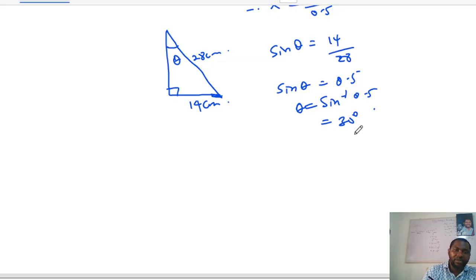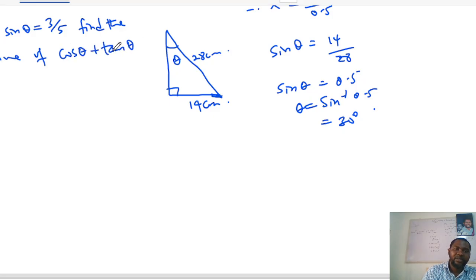Now, one more question. Let's see two more questions. Let's say you are given something like, if sine theta, for example, is equal to 3 over 5, find the value of cos theta plus tan theta. You could have something like this.